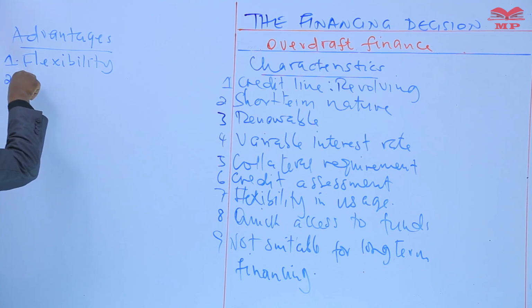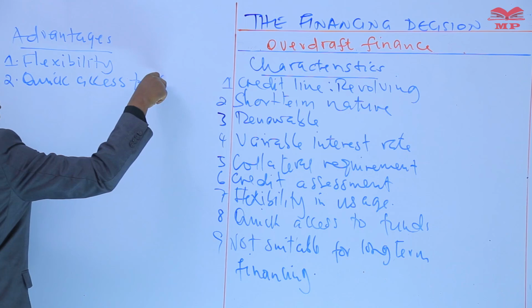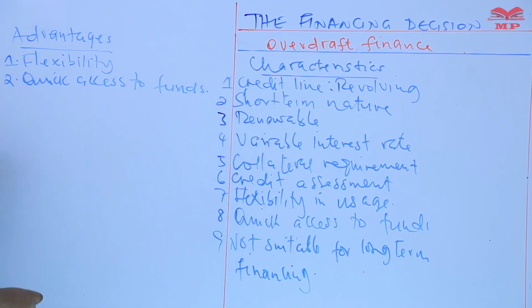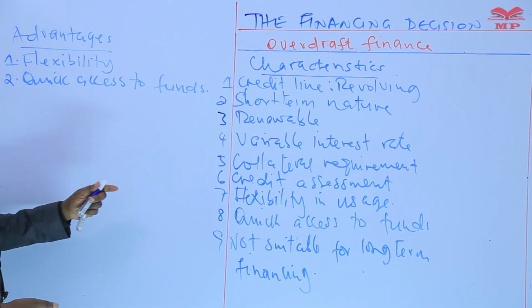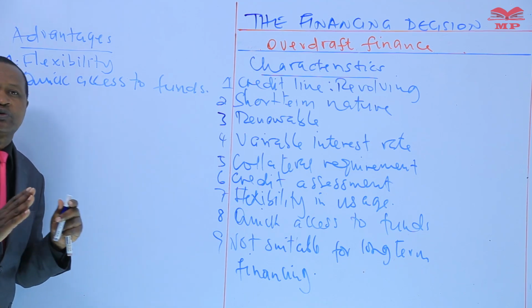Number two, quick access to funds. Quick access to funds is an advantage. Overdrafts offer quick and easy access to funds, providing a rapid solution to unexpected expenses or fluctuations in cash flows. And this is particularly beneficial in emergency situations, because a company may be allowed to withdraw anytime in excess of a certain limit that has been agreed upon.